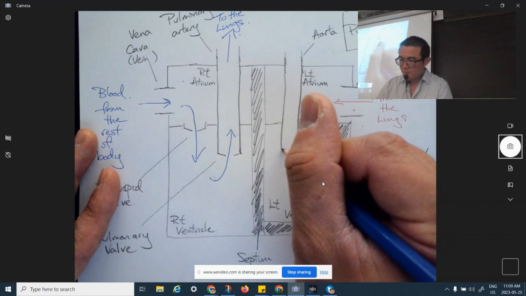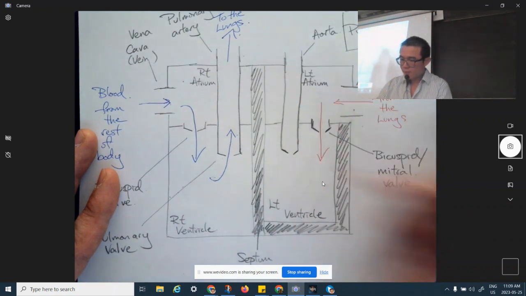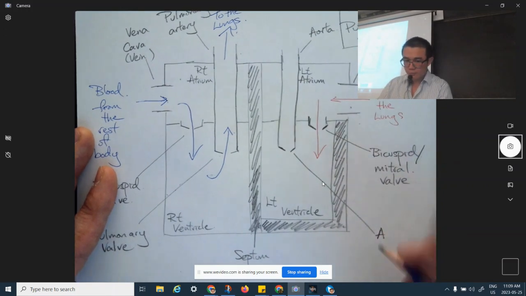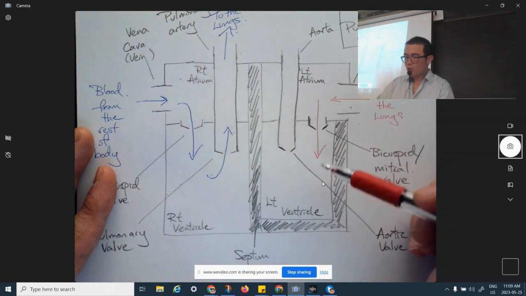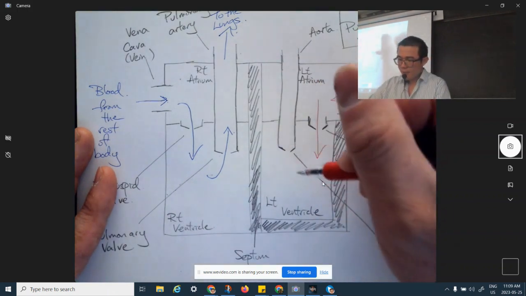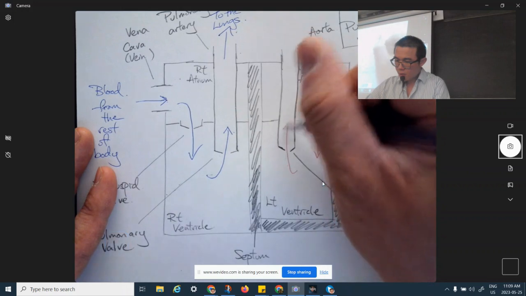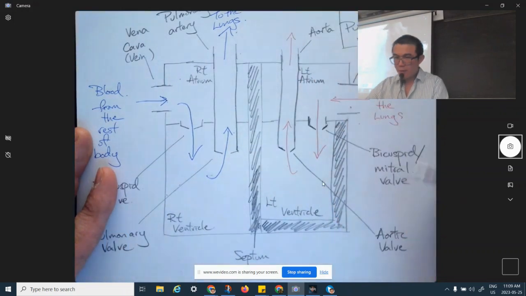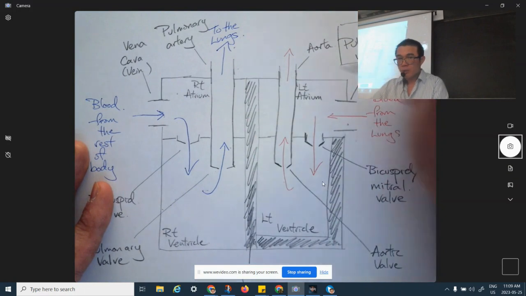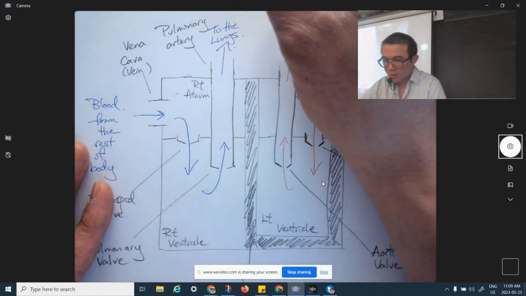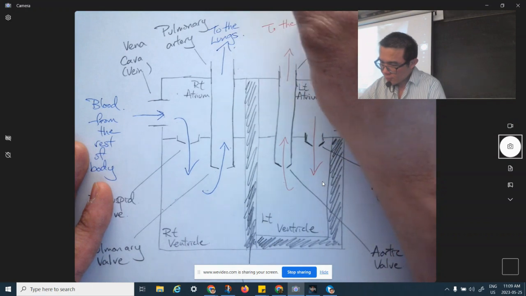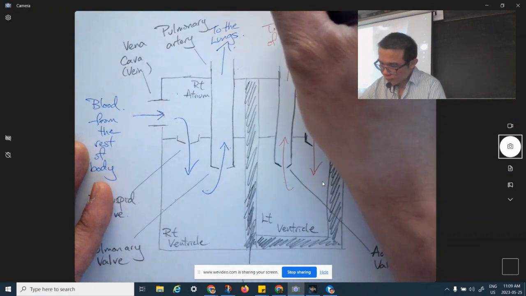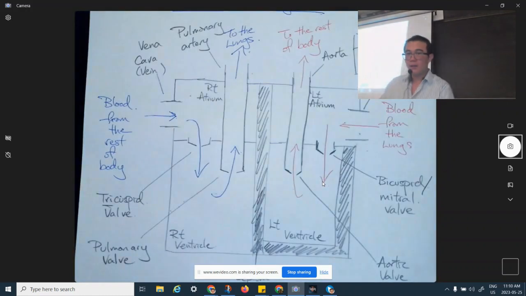And this blood vessel also has a valve down here. Okay? And that is called the aortic valve. So the oxygenated blood will go through the aortic valve and out of the aorta. Now, this is oxygenated blood, so it will go to the rest of the body. Okay?